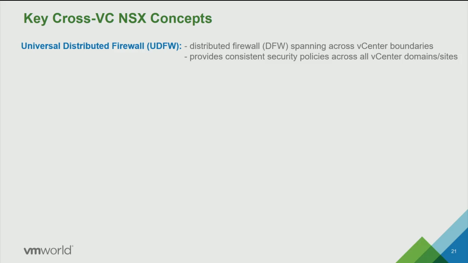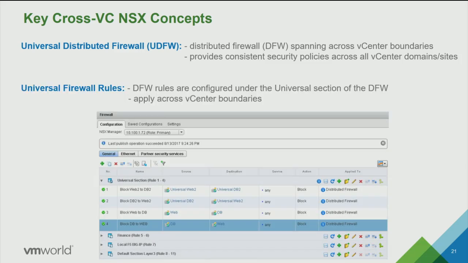First, we have to understand some concepts, universal distributed firewall. Again, same thing as distributed firewall, but now you're going across vCenter boundaries. Think vMotion, across multiple vCenter domains. You still have that policy in place. Universal firewall rules, same thing as local, but now these are going to be synced across all my vCenter domains. So I have consistent policies when those workloads move.